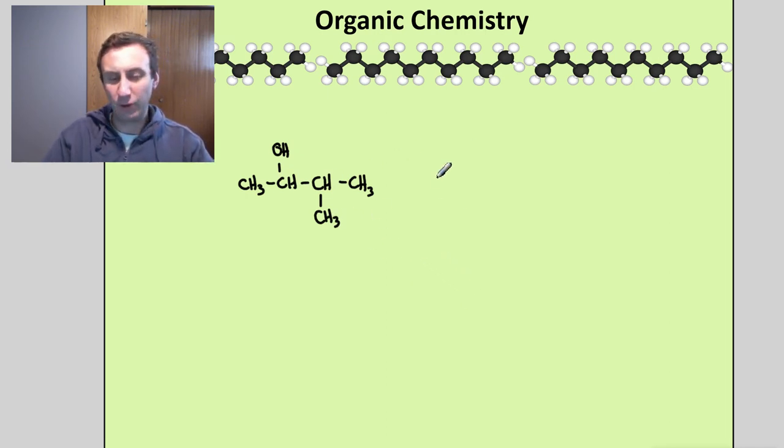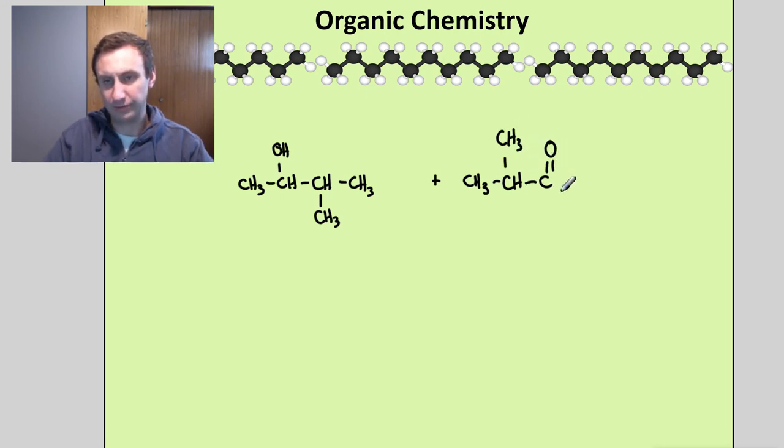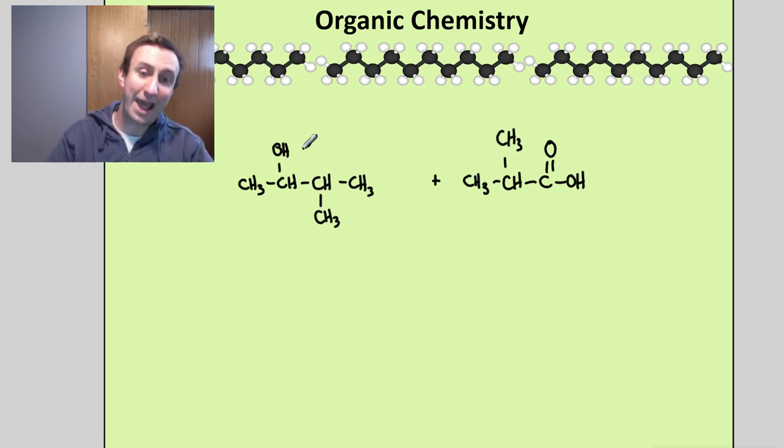And then I'm going to react this with CH3, CH. Let's put a CH3 here. And then my carboxyl group, CO, and then an OH. All right, cool. So what do I have in terms of actual names here?